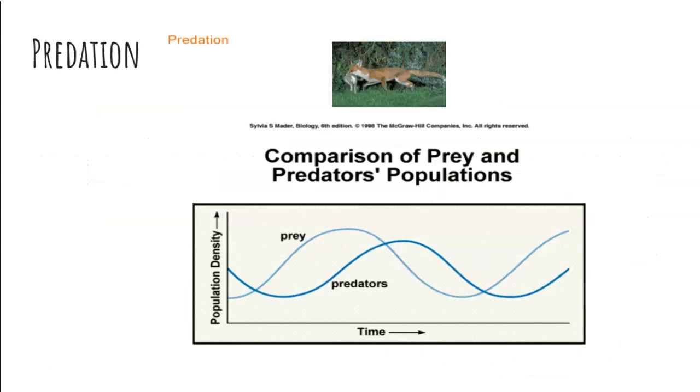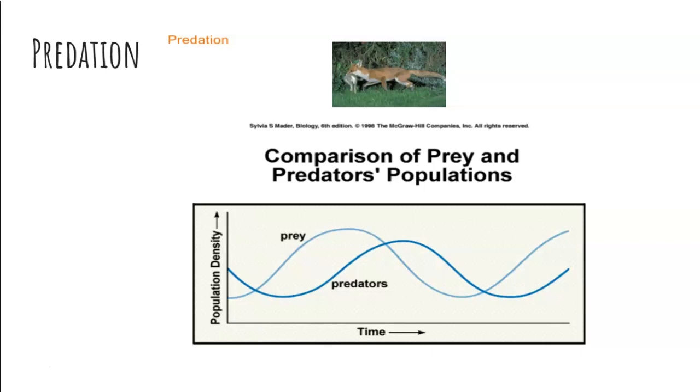So let's start off in the world of predation. Predation just means predator-prey relationship, essentially. So here you can see the fox carrying away the rabbit. Predation is what we would call a limiting factor that is biotic because they're both living organisms. Okay, so a biotic factor that limits populations.